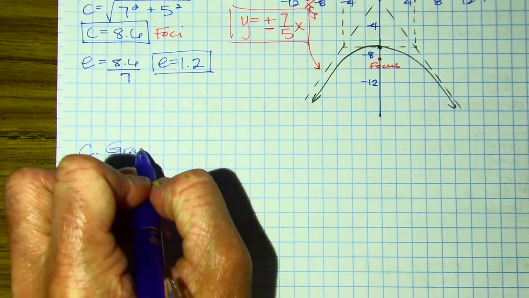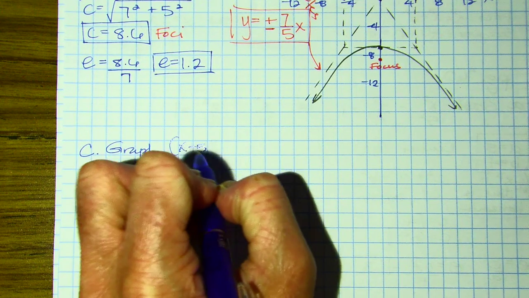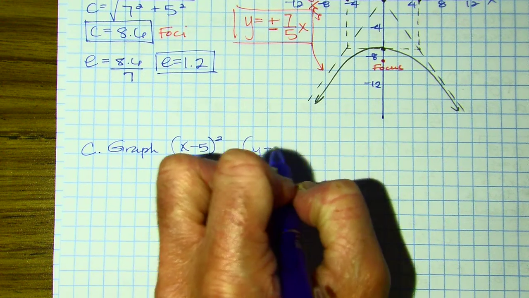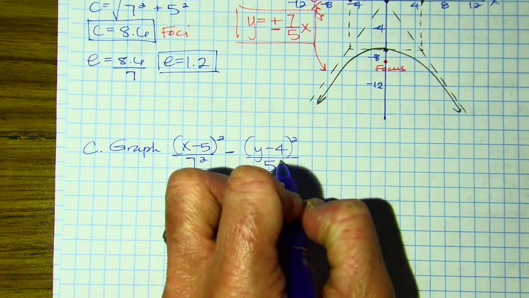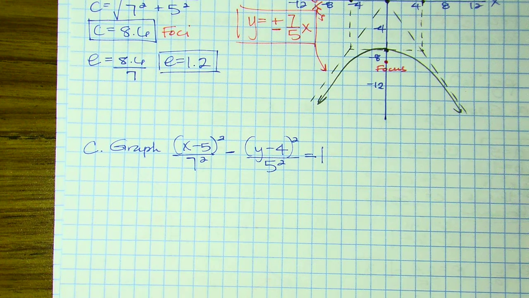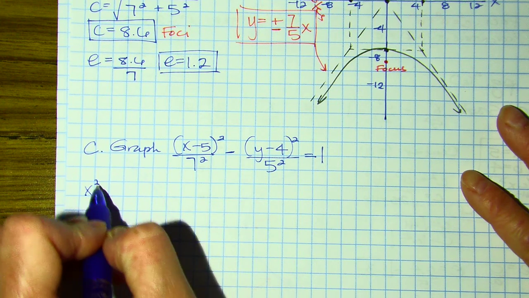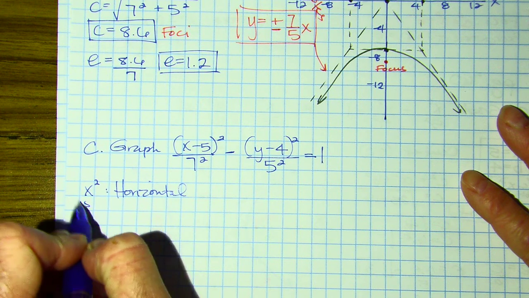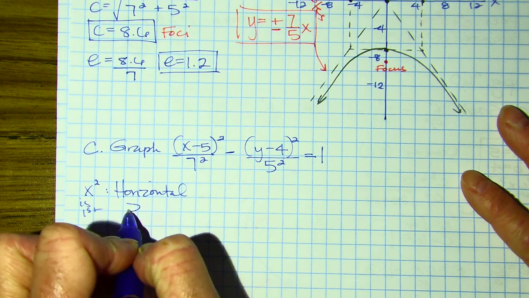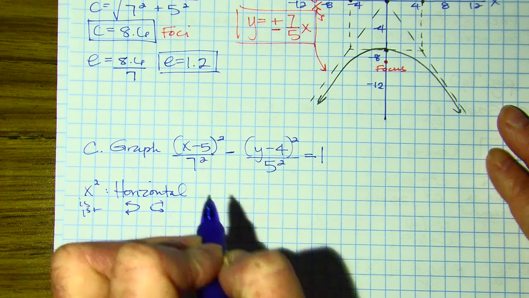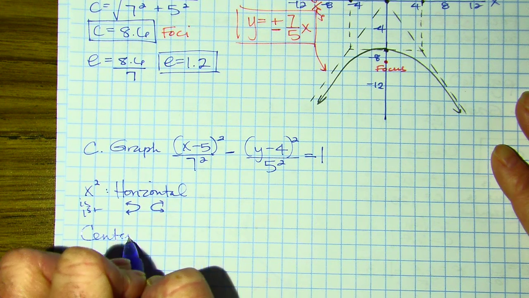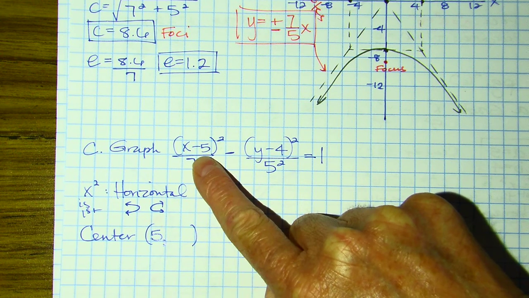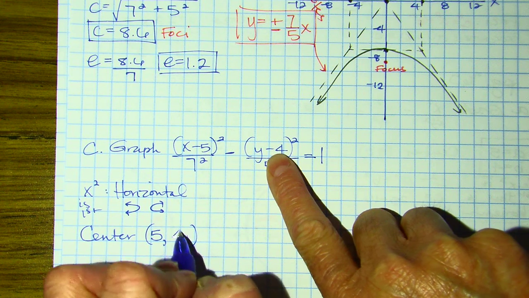So C, very similar numbers. They want us to graph x minus 5 squared over 7 squared minus y minus 4 squared over 5 squared equals 1. So first off, x squared is first, right? So this is horizontal. So this graph will open to the left and to the right. Second, I know the center is no longer 0, 0 because I have x minus 5, so that's a positive 5. Remember, it's opposite. Y minus 4, so that's a positive 4.